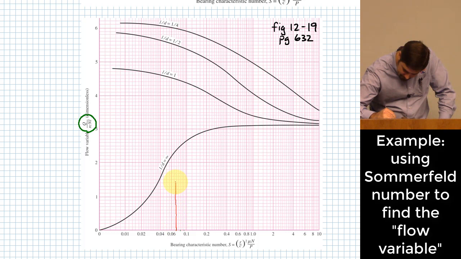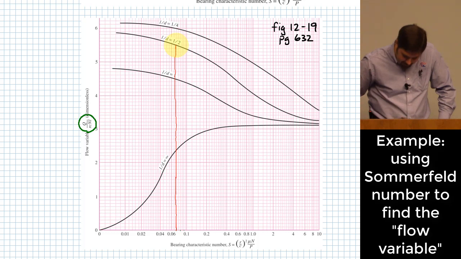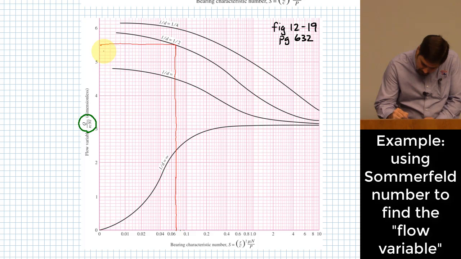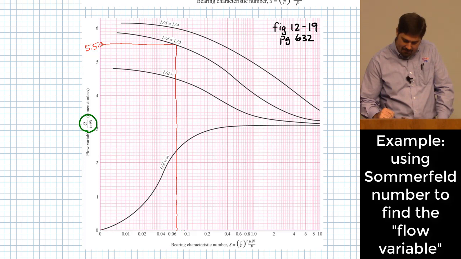So we read up until we hit the curve that we're looking for, which is like right up here. Okay, right about there. And I read across, and it looks like that gives me, so this is 5 and 6, and we have 1, 2, 3, 4, 5, 6, 7, 8, 9, 10 divisions in between, so this is 1, 2, 3, 4, 5, 5.5. Okay, so 5.5 is equal to Q over RCNL.